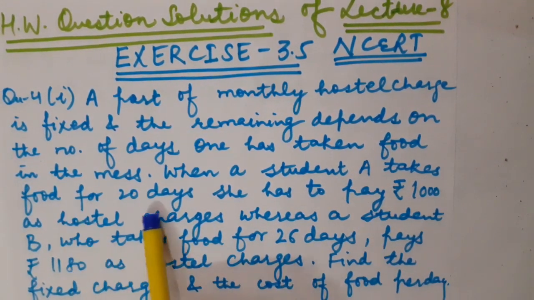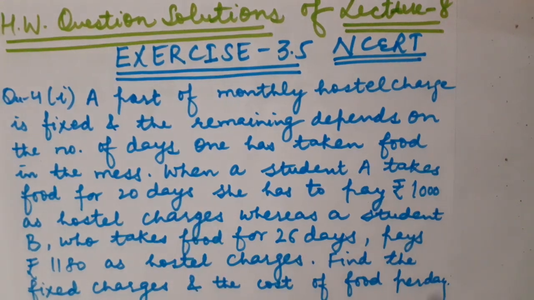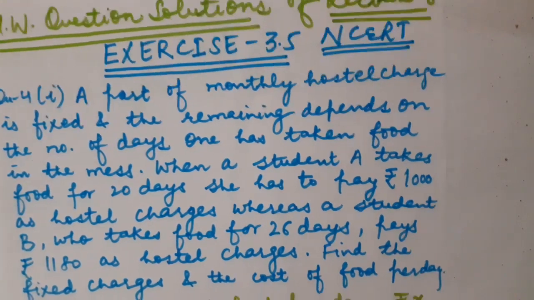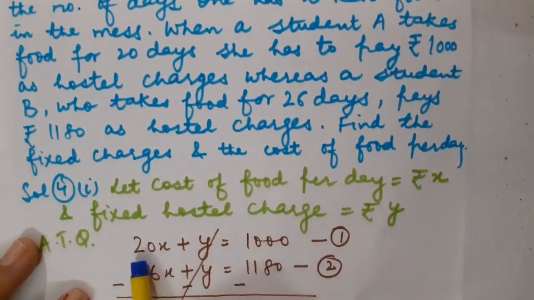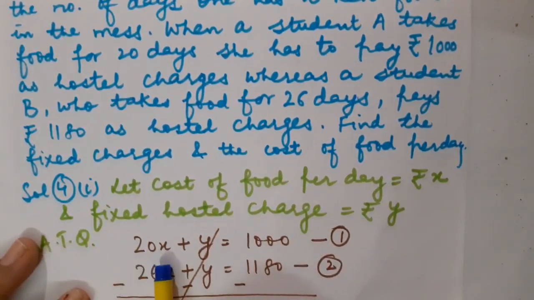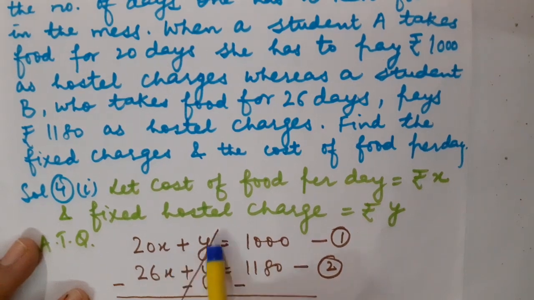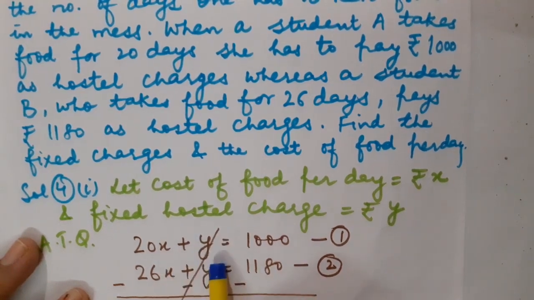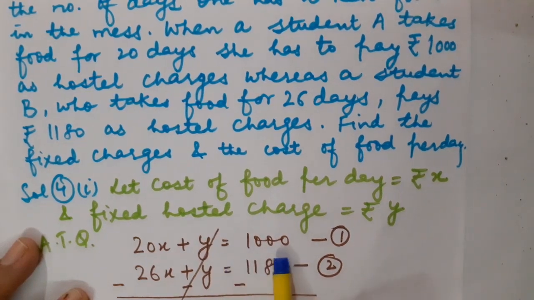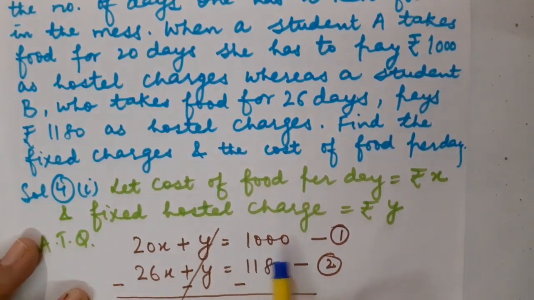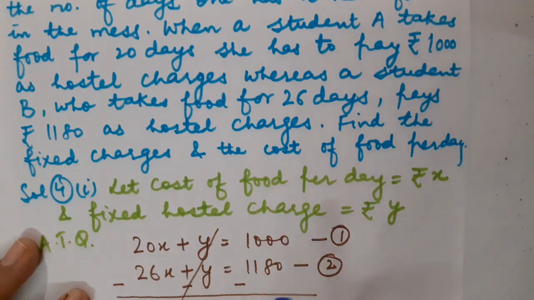A takes food for 20 days. Children, suppose if you have to pay rupees X for one day, definitely you are going to get the food for 20 days. So definitely you have to pay rupees 20X as the charge, and fixed charge is there for everybody. So 20X is the charge which is paid by child A, plus Y is the fixed charge which everybody has to pay. This is fixed charge assumed, right? So how much is the total payment made by the child? That is rupees 1000. Clear?